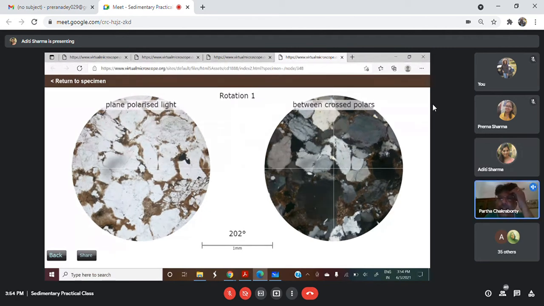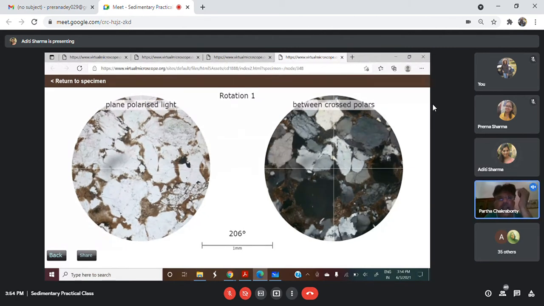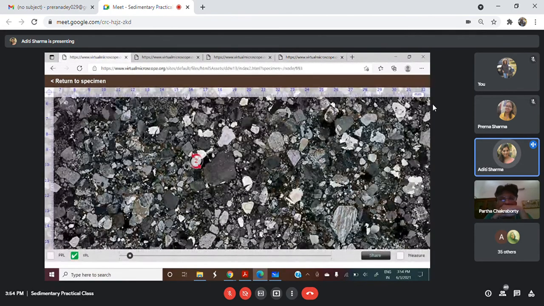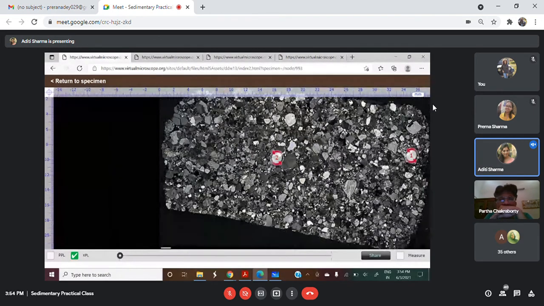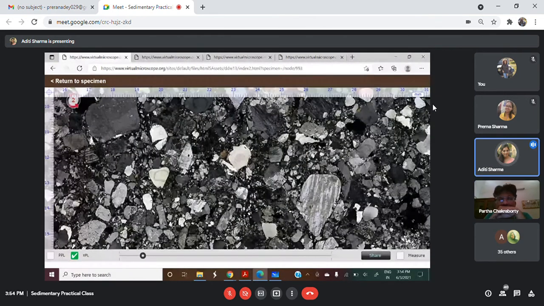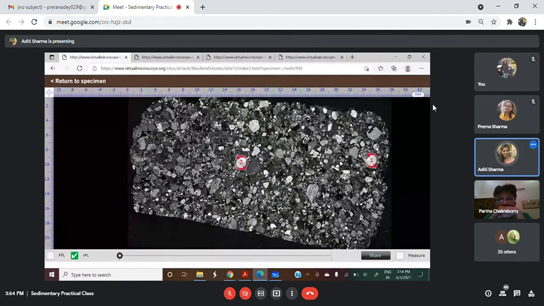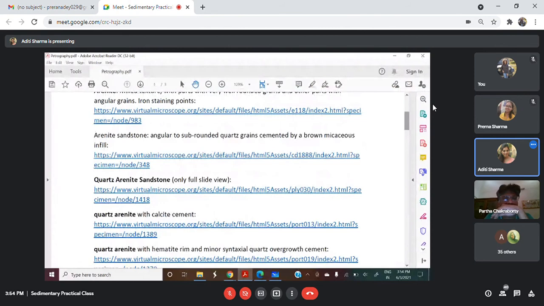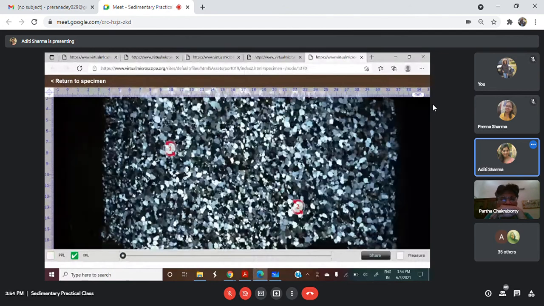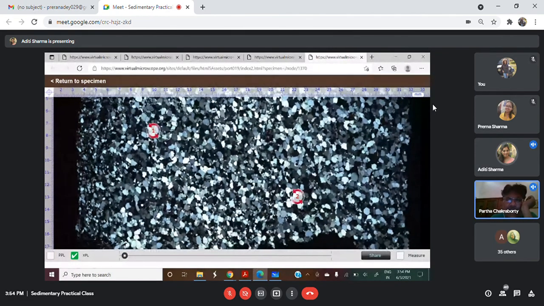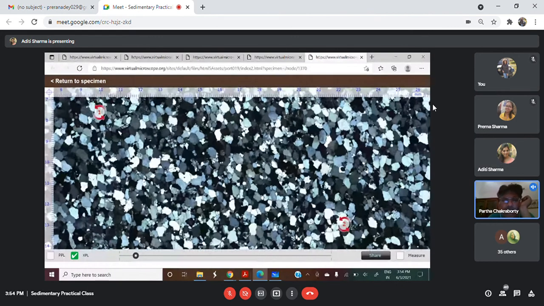Okay. Aditi, can we show anything more? Sir, this is also quartz arenite. No, it is not quartz arenite. Okay, sorry, this is not. Okay, this is again a quartz arenite. Yes, but here the grain size is very small. Grain size is very small, but the grains are also clast supported.